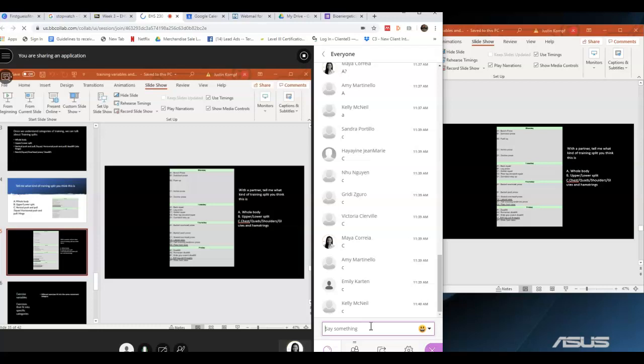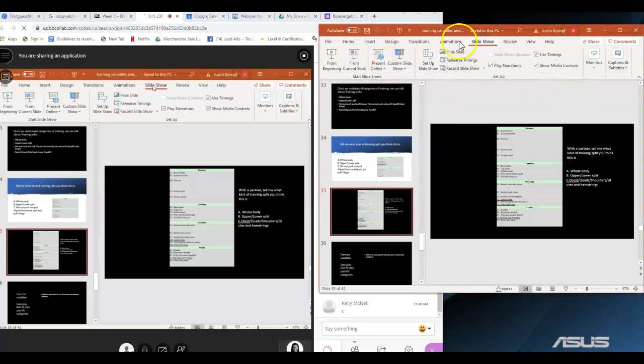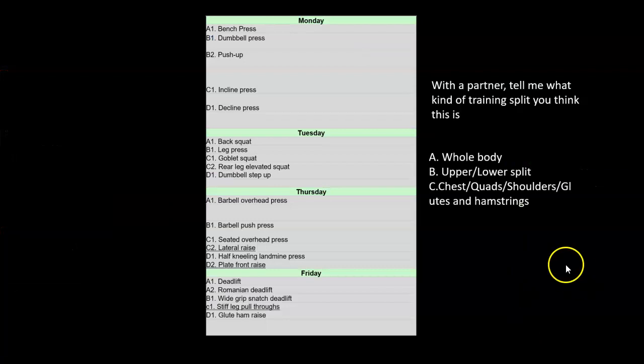Yep, the answer is going to be C. That's correct. So why is it C? Okay. So on day 1, Monday, we're training exclusively chest. On day 2, all of these exercises are geared towards training the quads. Day 3, these exercises are training our shoulders. And then day 4, really focusing on glutes and hamstrings.